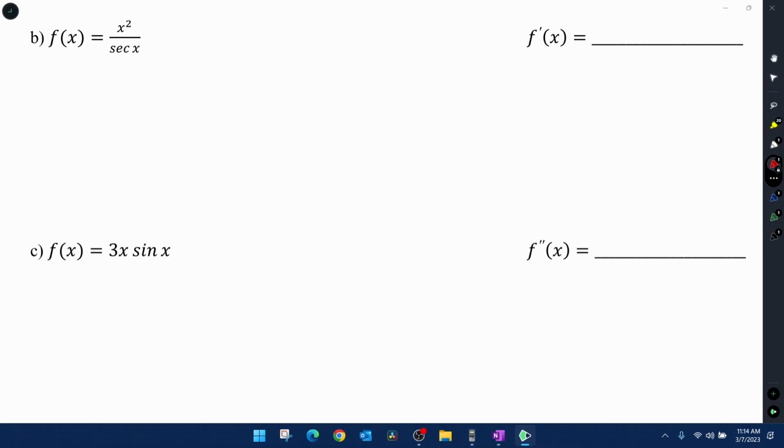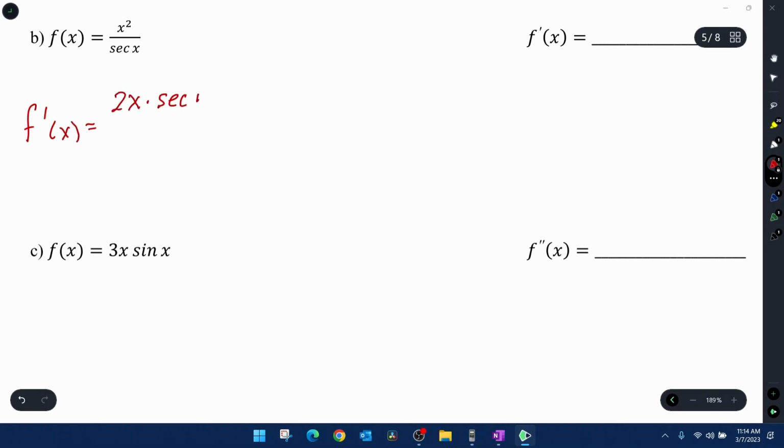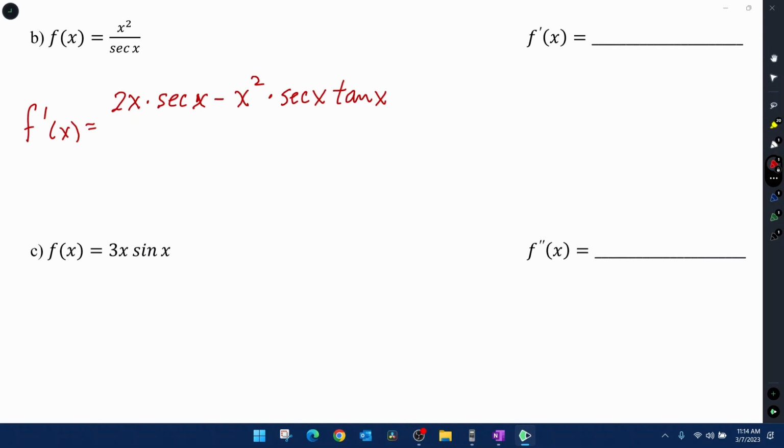Notice that this one just wants f prime of x. And so we just need to take the derivative, but it's a quotient. And so we're going to have to use the quotient rule, which says the derivative of the top times the bottom minus the top times the derivative of the bottom. Does anybody know the derivative of secant of x? Please don't forget the x's have to be on both trig functions. So the derivative of secant x is secant x tangent x, and then all over the denominator squared.